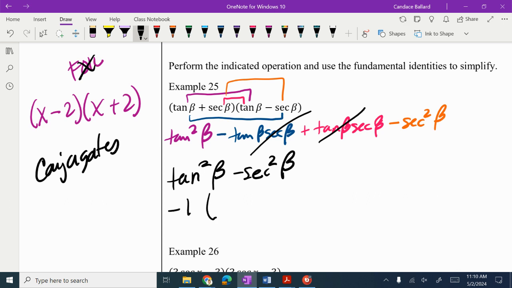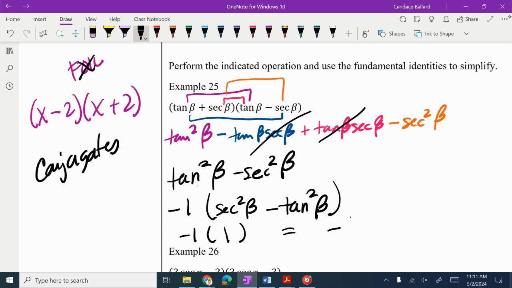I'm going to factor out a -1. At the same time, I'm going to switch the order. So when I take a negative out of this, it's going to become negative tangent squared beta. And when I take a negative out of this, it's going to become positive secant squared beta. Now, is it the same as what's up there on the sign? Yes. So if it's as simple as just factoring out a negative, you want to do that. All right, so I have -1 times what? What do I get to replace with? 1. What's -1 times 1? -1.